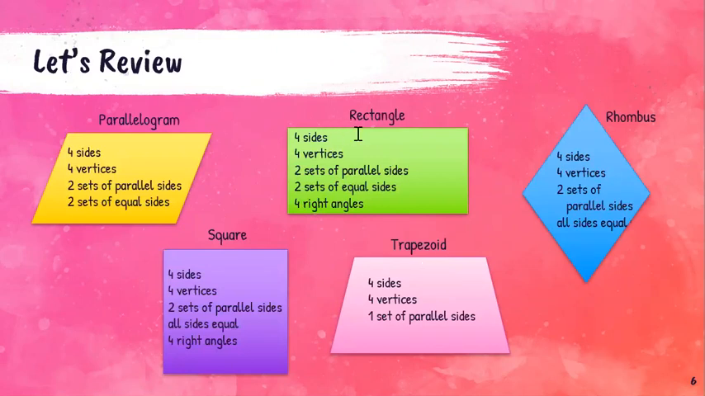And in the rectangle, you've got two sets of parallel sides. So this side and this side make up one set, and this side and this side make up another set. So even though we're talking about four of the sides, it's two sets of parallel sides, all right?